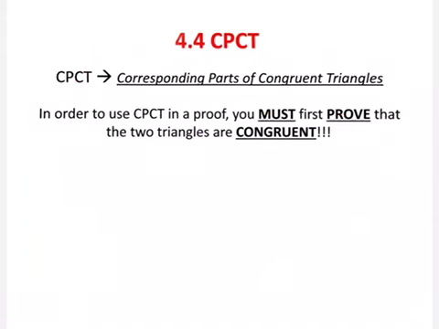In order to use CPCT in a proof, you must first prove that the two triangles are congruent. So this particular designator won't show up until the end of your proof, either at the very end or one of maybe the last few steps. It's not to be used in the beginning of the proof before you've proven the triangles congruent.